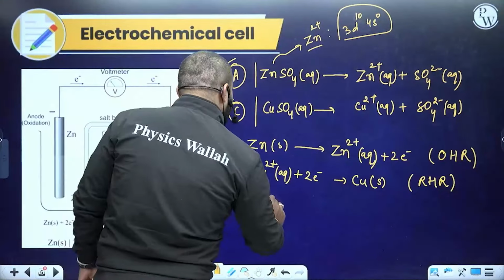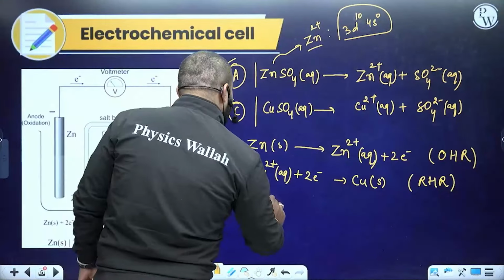Right? Let me change the color of the pen if it is not properly visible. Okay. So I said here copper 2 plus, amount of zinc 2 plus. Lovely. Now this is easily visible. Zinc 2 plus ka concentration will start increasing, not decreasing, increasing. And then copper 2 plus will start undergoing reduction and its amount will start decreasing.